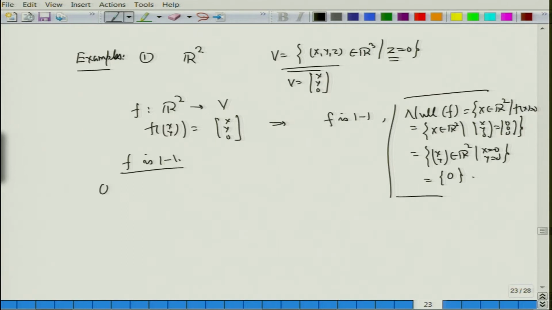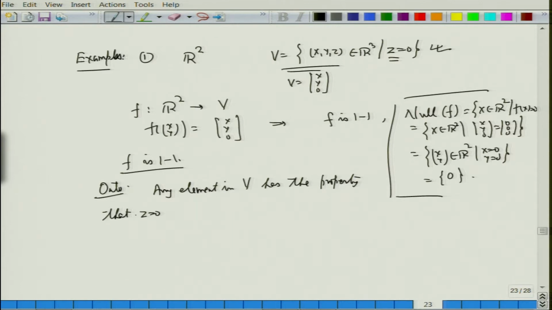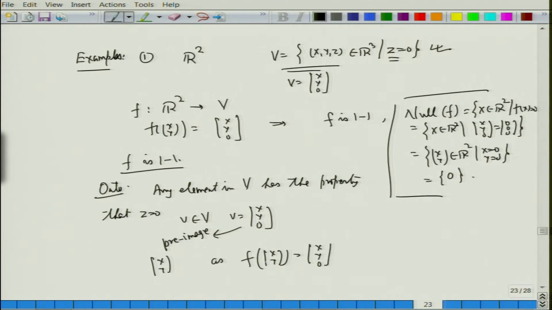What about onto? Take any element in V. It has the property that z is 0. So any vector v in V is x, y, 0. Its pre-image is x, y itself, as f of x, y is equal to x, y, 0. So it is onto.